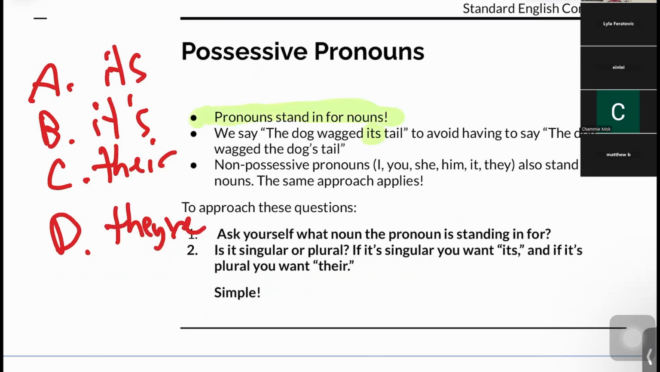We use it to replace the dog in this case. And the same approach applies to I, you, she, him, it, they, right? Pronouns stand in for nouns. So if you see on the left of this slide A, it's, B, it with an apostrophe, C, there, and D, there with an apostrophe, your thought process in that question is what noun is the pronoun standing in for? And then is it singular or plural? And do we want it to be possessive or do we want it to be a contraction?